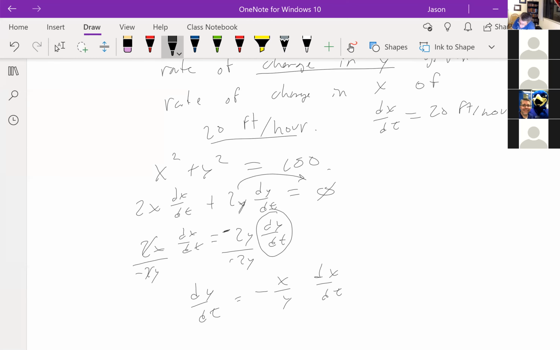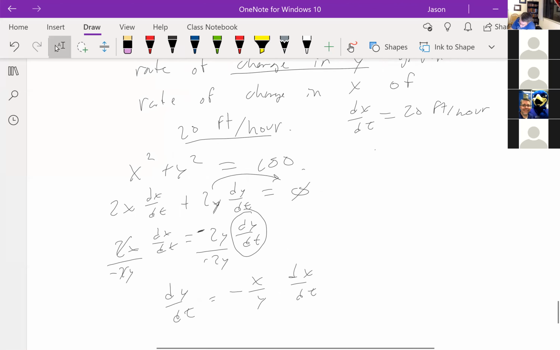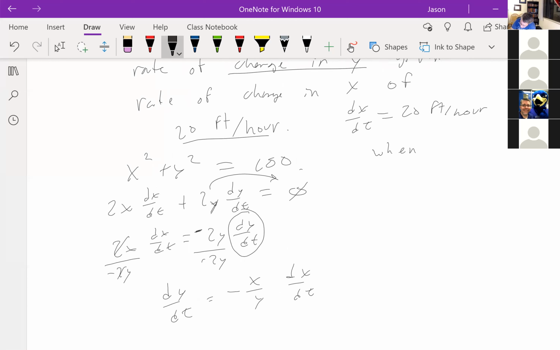But I want to know how fast the y is changing when x is equal to 10. Well, maybe not 10. Let's do when x is equal to 6 feet. When x is equal to 6 feet, how fast is this thing changing?